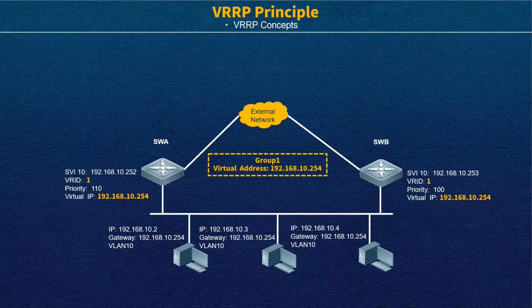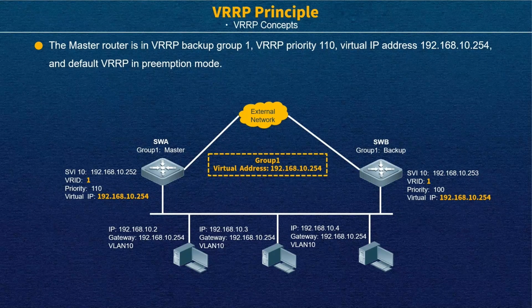Now, if we use the command to create the VRRP group 1 and give it the virtual IP address 192.168.10.254, later when we use DHCP or a static way to assign IP addresses for the terminals, the gateway address should be the virtual address. And later, according to the parameters, switch A will become the group 1 master and switch B will become the backup.